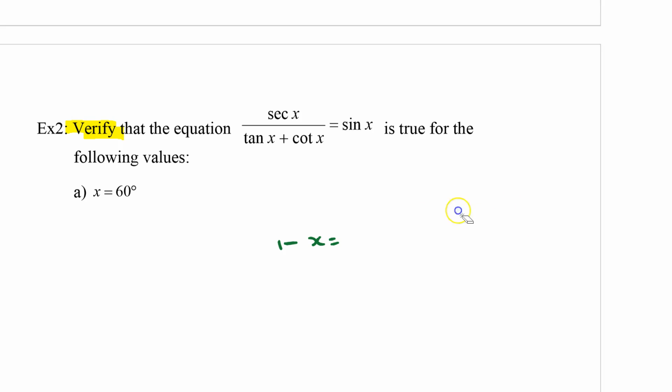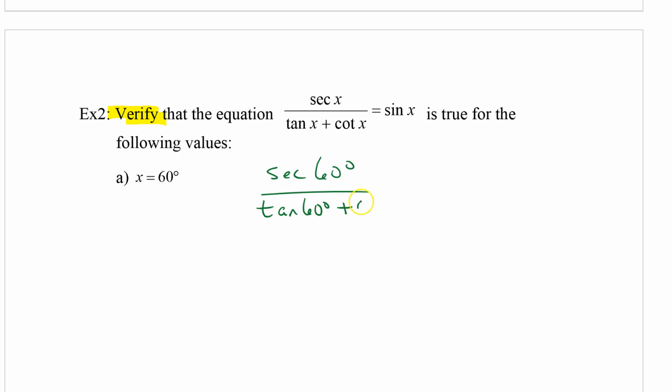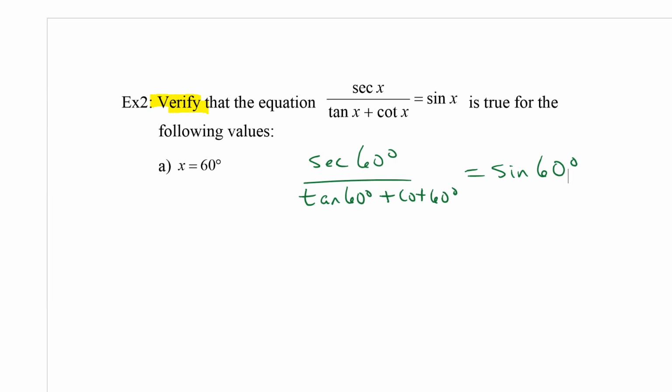And I'll plug in my 60 degrees. I'm going to check, is the secant of 60 degrees divided by the tan of 60 degrees plus the cotan of 60 degrees in fact equal to the sine of 60 degrees? Where's 60 degrees on a unit circle? 60 degrees is up there, right?